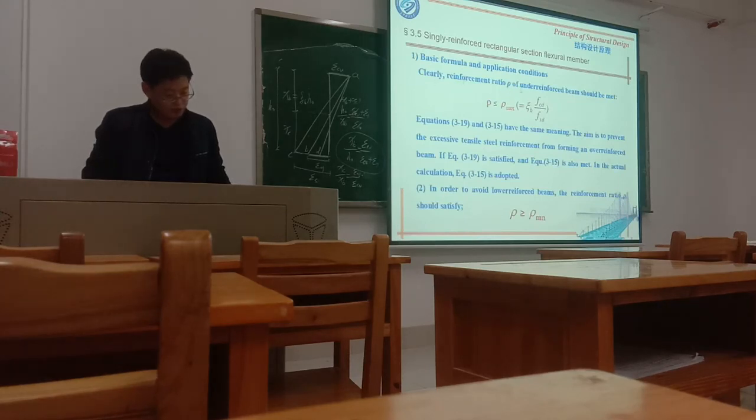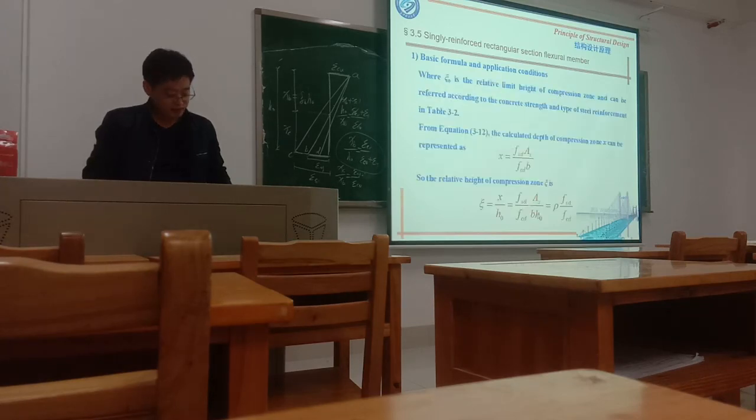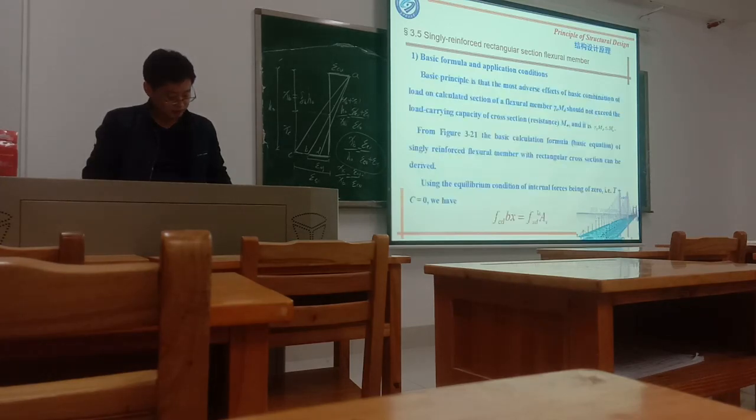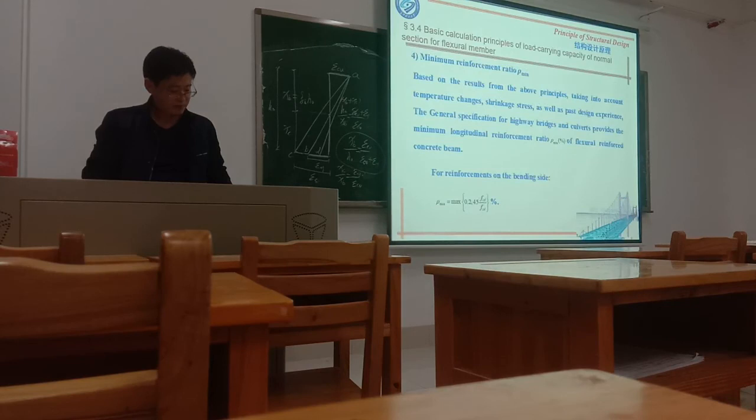Clearly, for proper reinforcement the reinforcement ratio should be smaller than this value. And in order to avoid under-reinforcement, the reinforcement ratio should also be larger than the minimum value. So it's smaller than max and larger than min. Min is this value here.